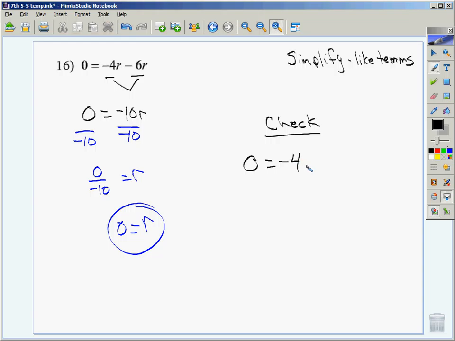I have a negative 4 times r, I'm going to replace that with 0. Minus 6 times r, I'm going to replace that with 0. 0 times anything is 0, so I have 0. Negative 4 times 0. Minus, and 6 times 0 is still 0. And obviously 0 minus 0 is 0, and I can see that my answer checks.